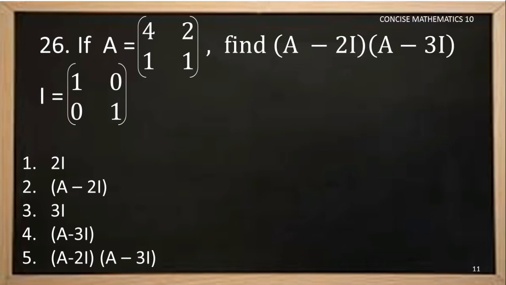Then move on to the third step, that is calculate 3I. Multiply all the elements of I by the number 3. Then find out the difference between A and 3I. The corresponding elements should be subtracted. Mark this as result number 4.